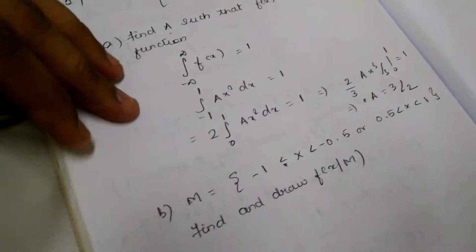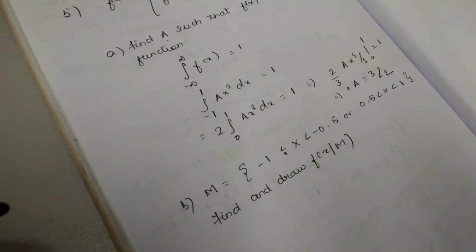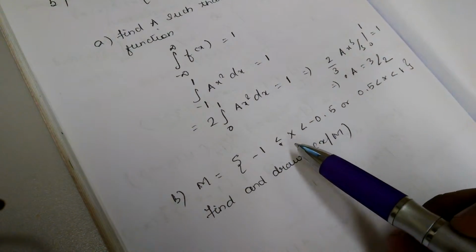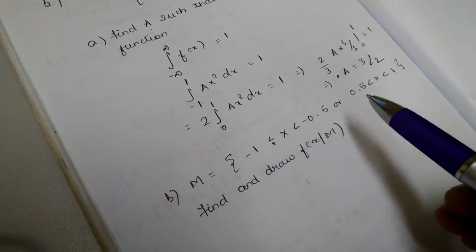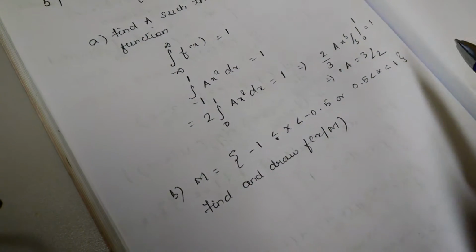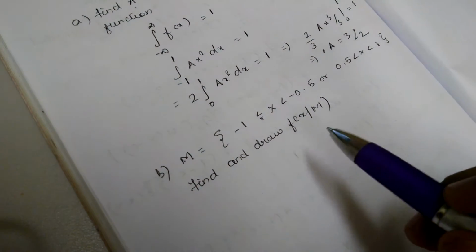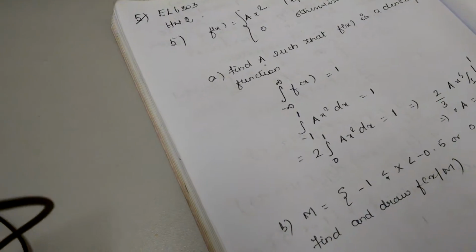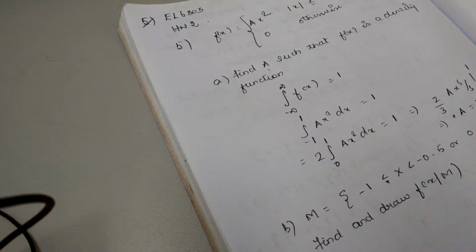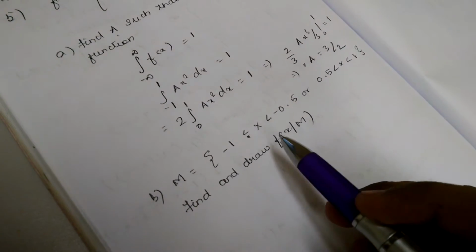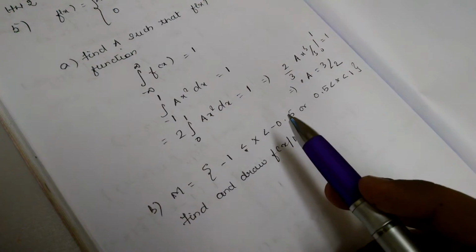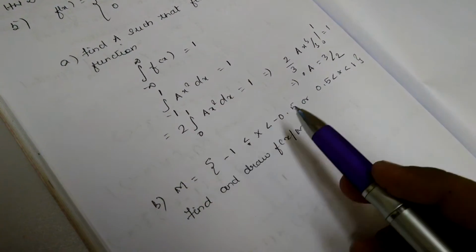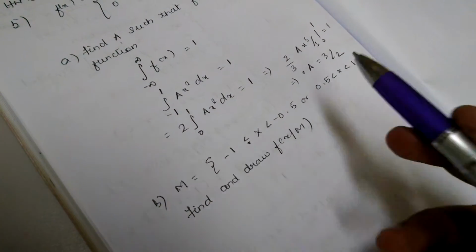Now we come to the second question, where m is the event where x is in between minus 1 and minus 0.5, or between 0.5 and 1. We need to find and draw f of x conditional probability with m. For this we need to first find p of m, and we know that m is an event where x falls in between minus 1 and minus 0.5 and 0.5 and 1.